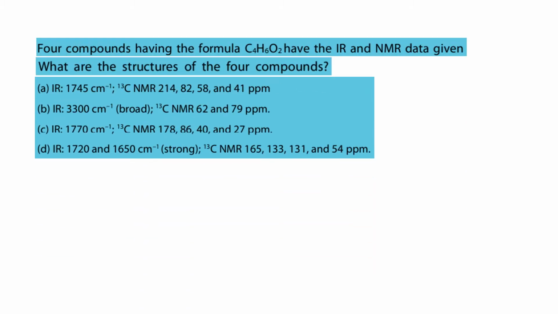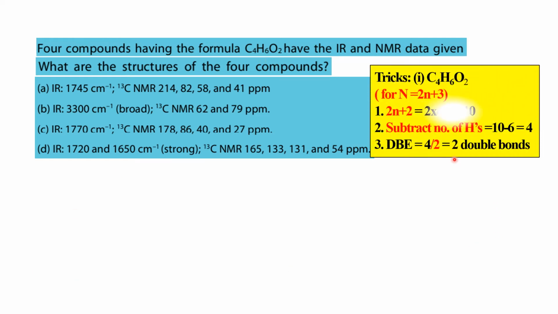Third one, 4 compounds having the formula, and the IR and NMR data have been given. Okay, these 4 compounds and the IR and the C13 are given. If this type of compound is given, see here C4H6O2, what we have to do easily is find the number of double bonds. This is one of the ways we need to find the number of double bonds. If nitrogen is there, we need to take 2n plus 3. Okay, one number you need to add for nitrogen.